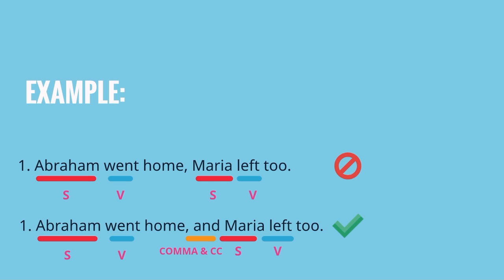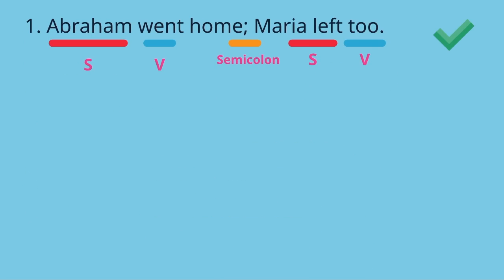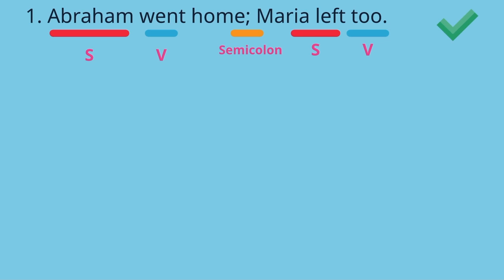Another way we could do this, as we spoke about when we were talking about compound sentences, is we can join 2 independent clauses or 2 simple sentences by simply putting a semicolon between 2 closely related sentences. So Abraham went home, semicolon, Maria left too. And that's another way we can correct this comma splice.